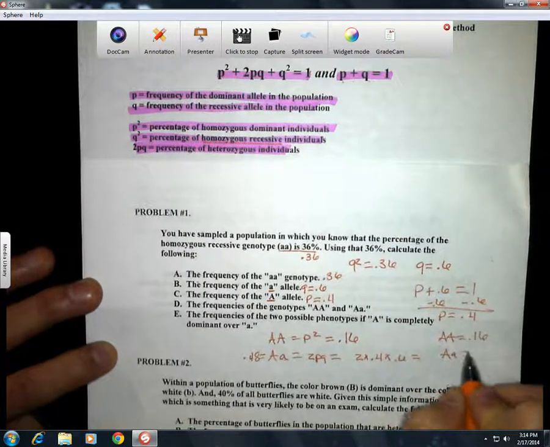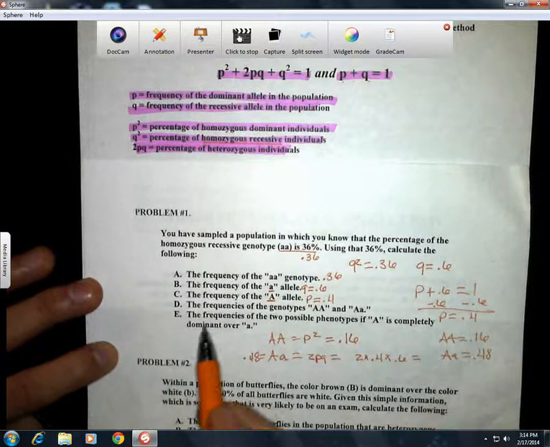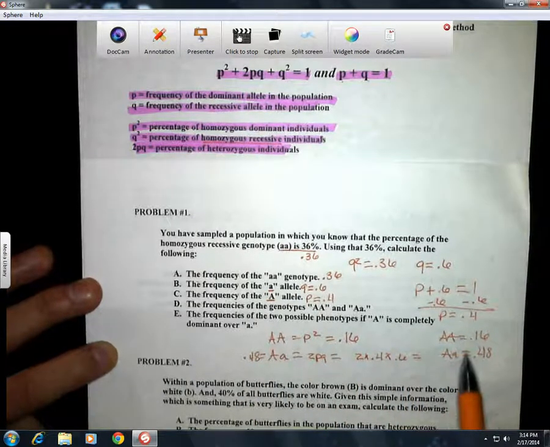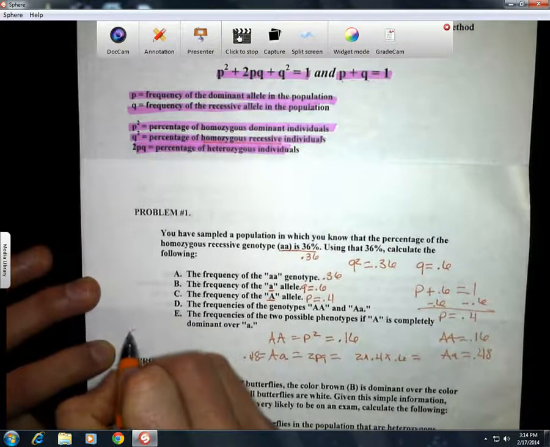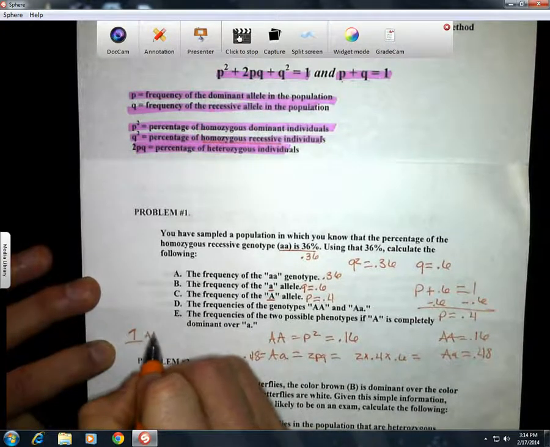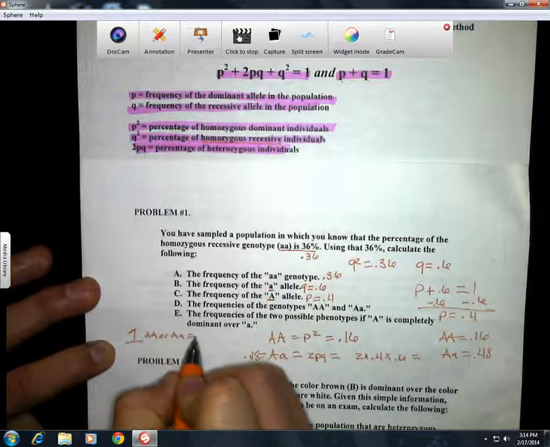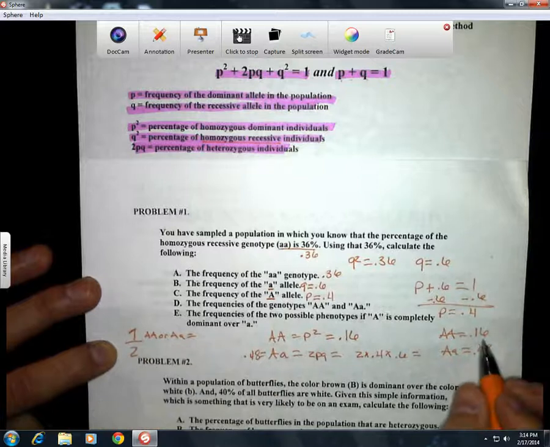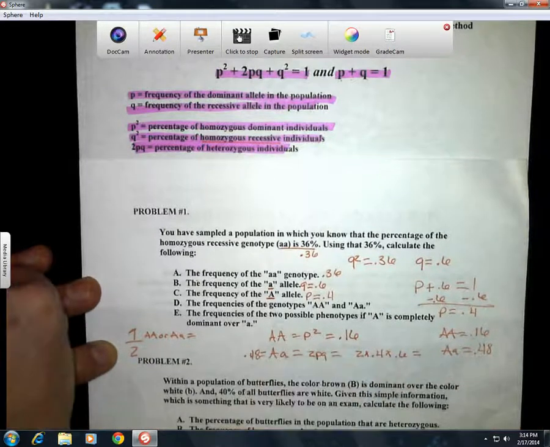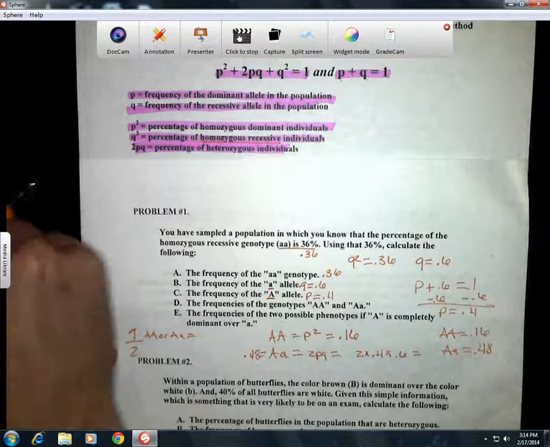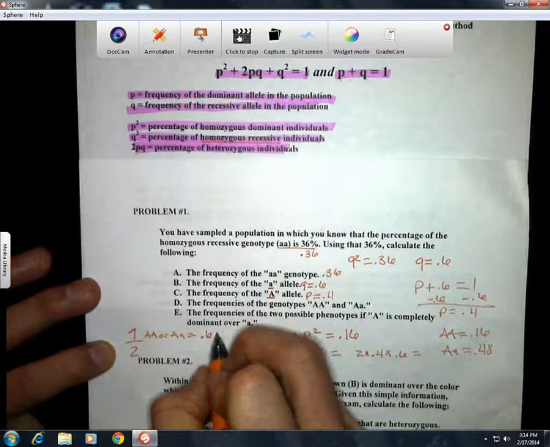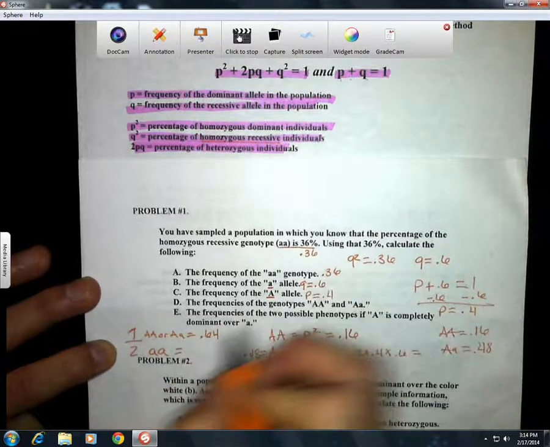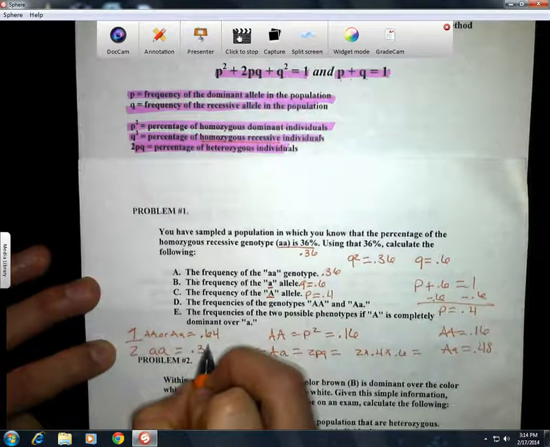Now, the frequency of the 2 possible phenotypes. So our 2 possible phenotypes: phenotype 1 would be big A big A or big A little a. You just add those together. So you're going to do 0.16 plus 0.48, which equals 0.64. And then we already know the other phenotype is little a little a, and we already know that equals 0.36. So plus 0.64, that equals 1 if you add them together.